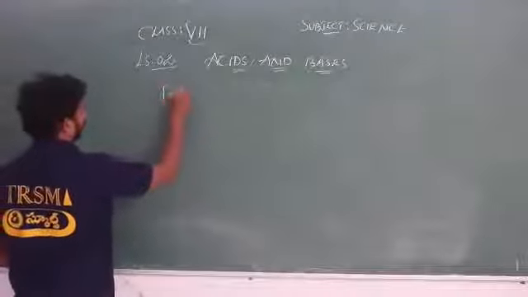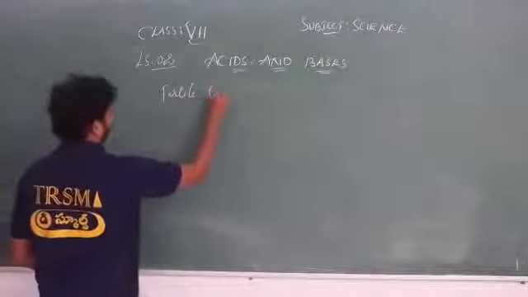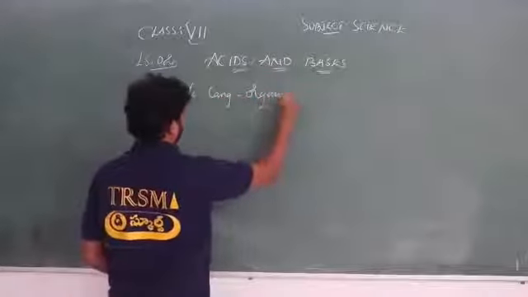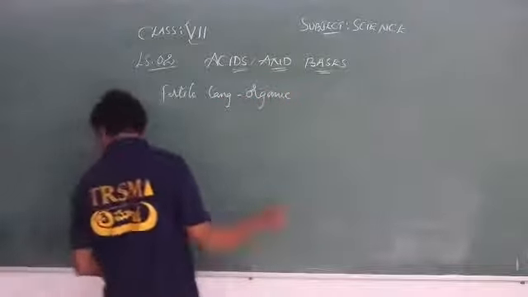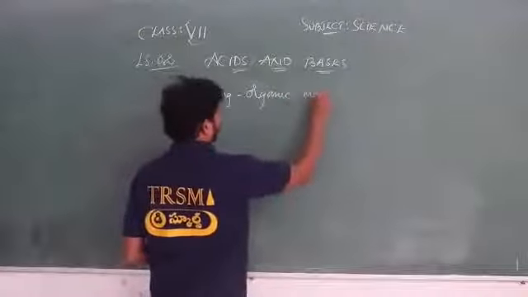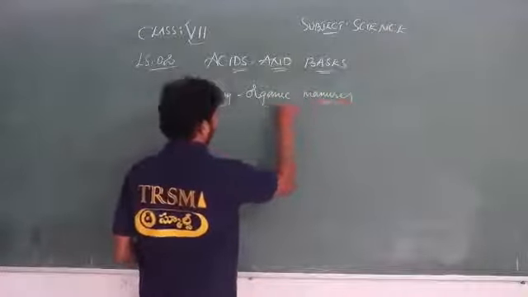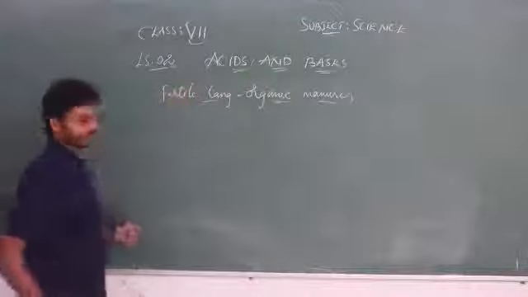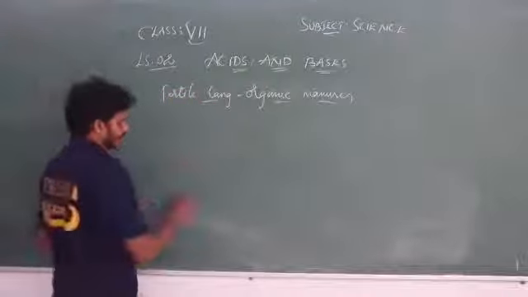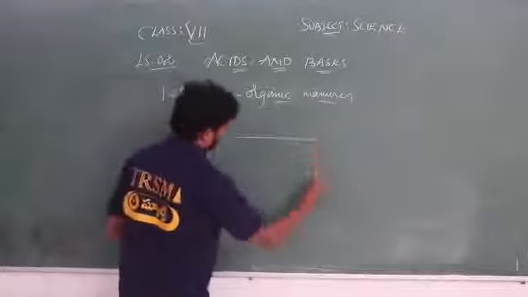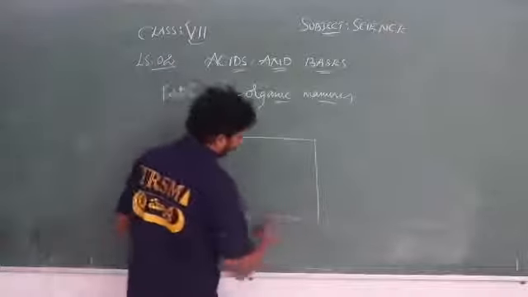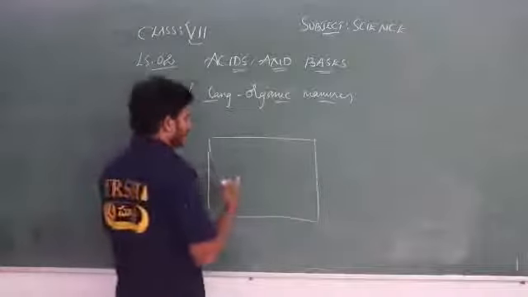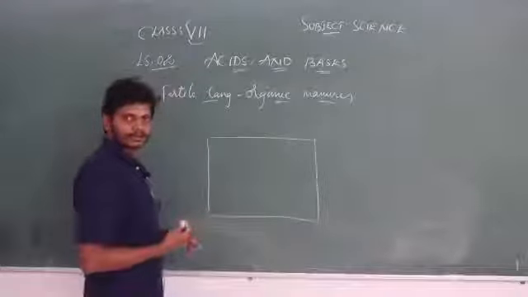Fertile land, organic manures. Which land is said to be a fertile land? Think of a piece of land, maybe about 2 acres or 5 acres. So we say it is a good land, it is a fertile land.